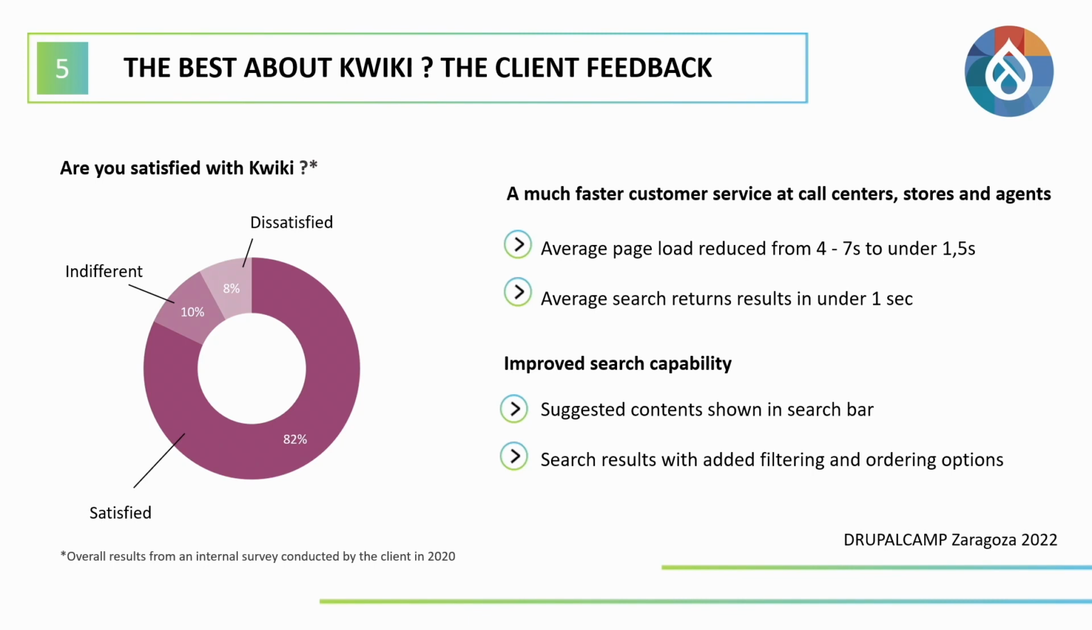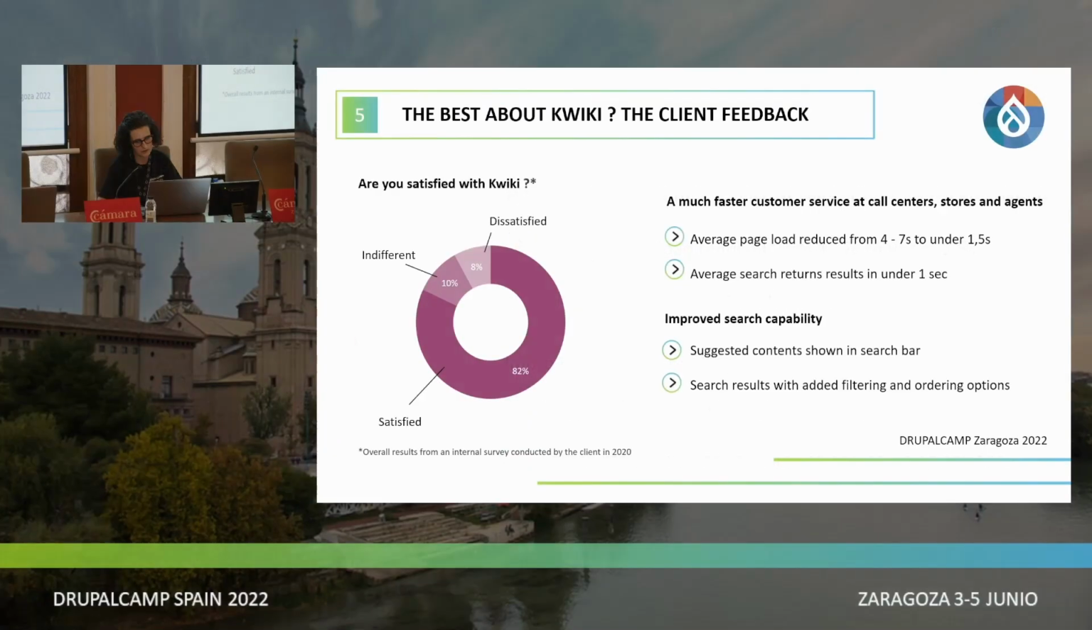The key performance indicators were also very good. They are now having a much faster customer service at call centers, stores, and agents. And this was the first requirement in the beginning of the project. If you remember, it needs to be fast. So the average page load was reduced from 4 or 7 seconds. And I have to say, 4 or 7 seconds was not Drupal, okay? It was some other technology. Drupal doesn't do this. With Drupal, we reduced it to under 1.5 seconds. The average search returns results in under 1 second. That's also very good. For what the client was used to, it's definitely exceptional.